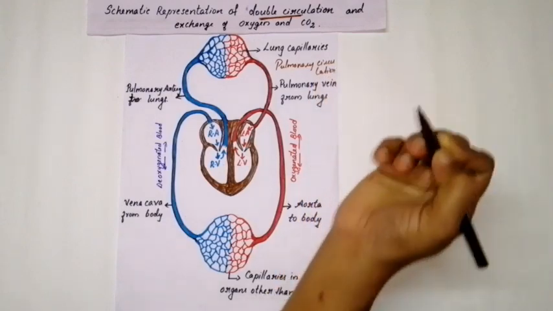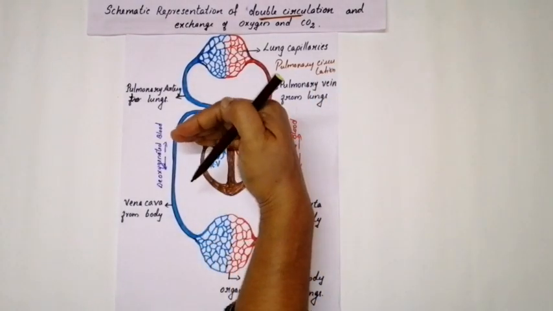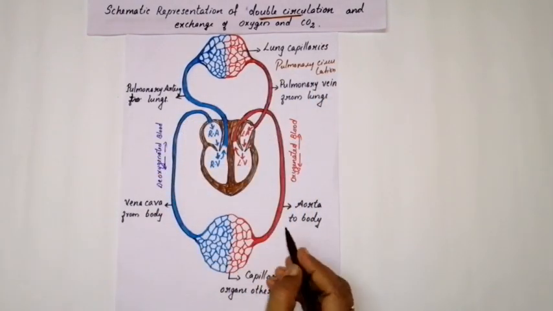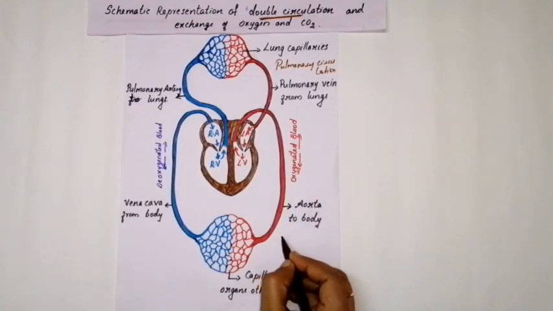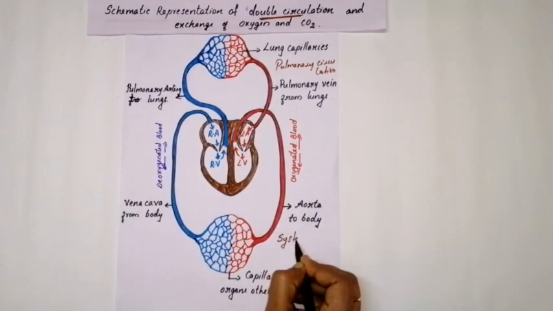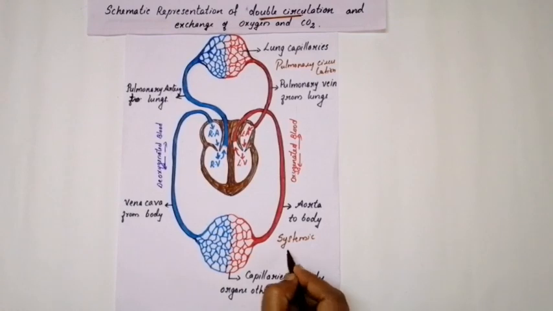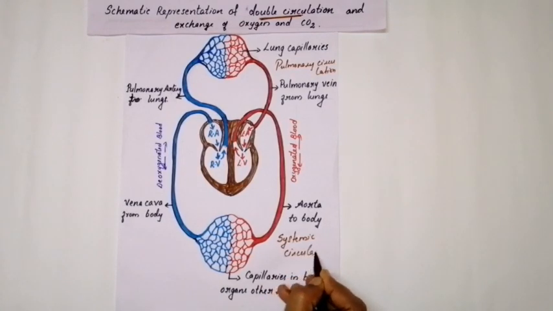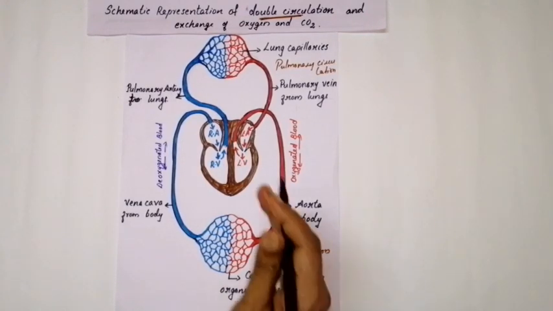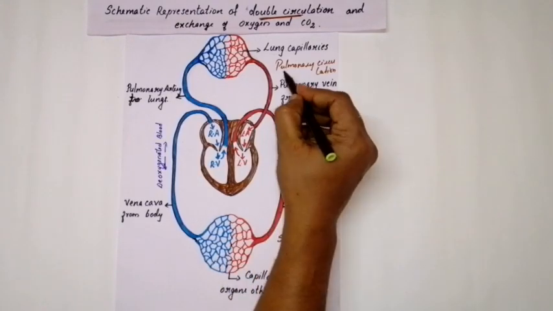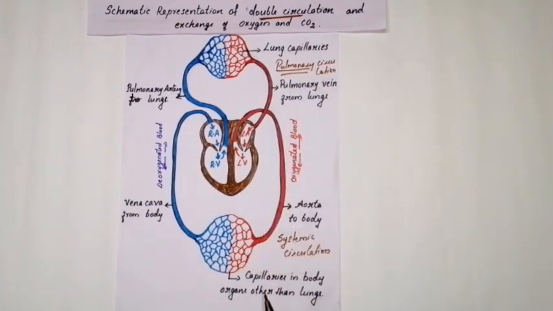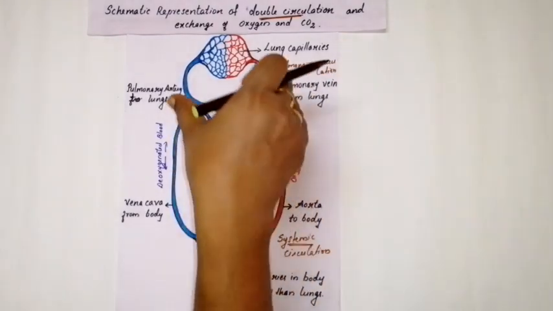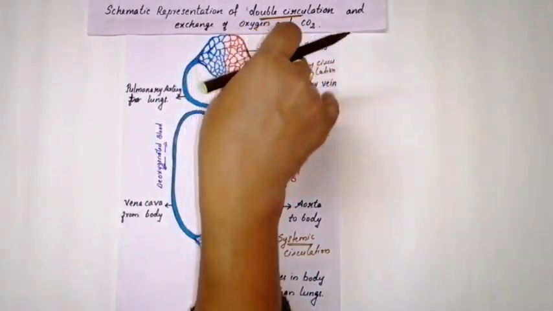Pulmonary circulation, and the next phase is called the systemic circulation. So two circulations take place here. One is the pulmonary circulation and the other one is the systemic circulation.